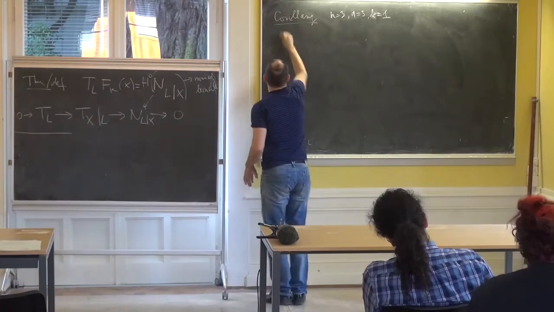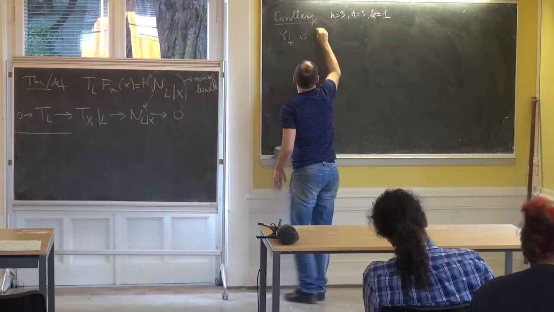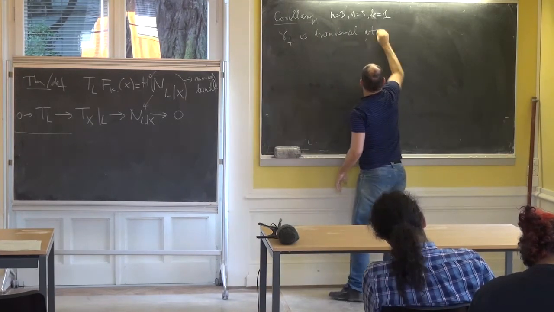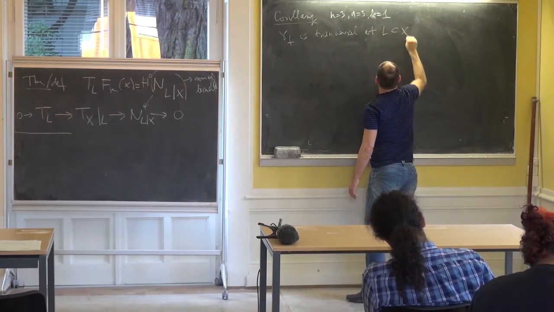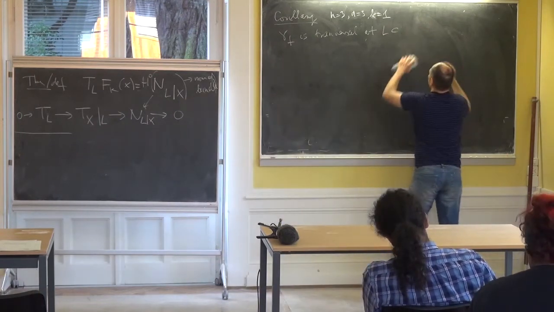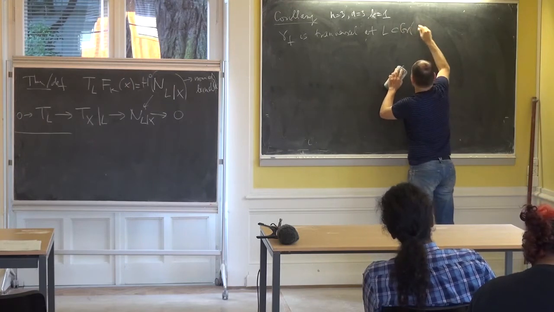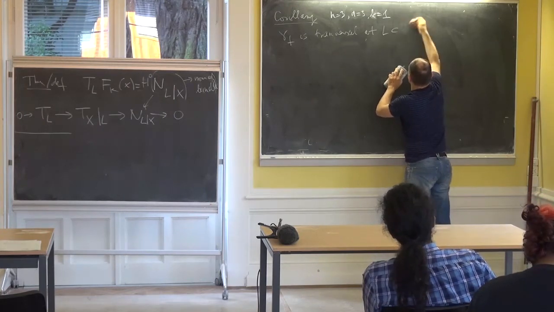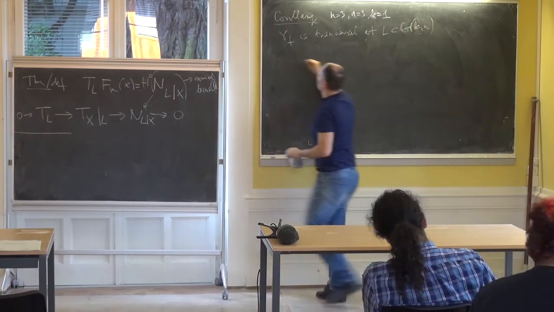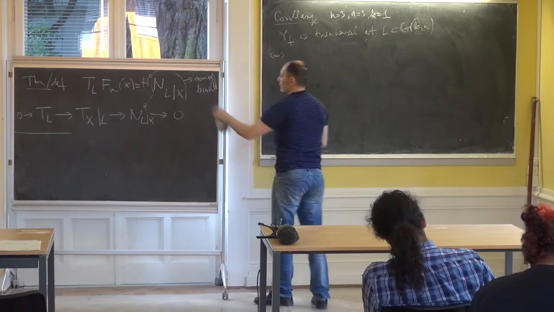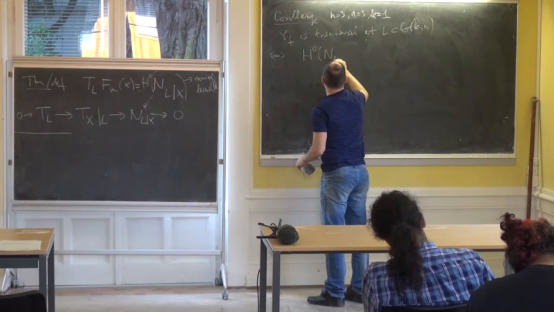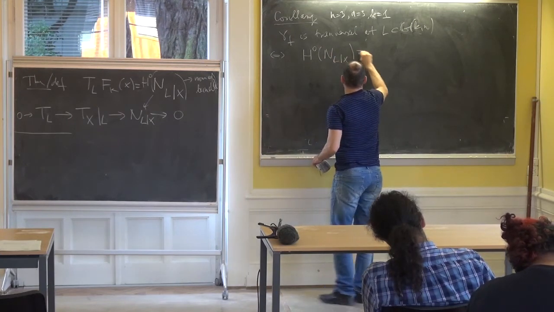this gamma_f is transversal at some L in X, or, well, no, sorry, L in the Grassmannian. So you see, this is if and only if this H^0 of N_{L/X} is equal to 0.